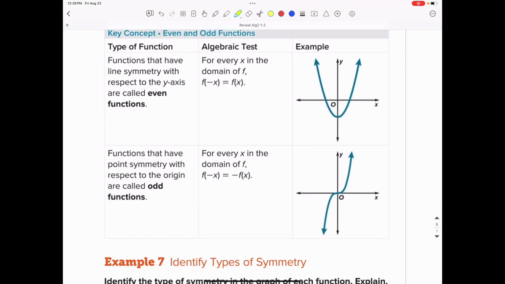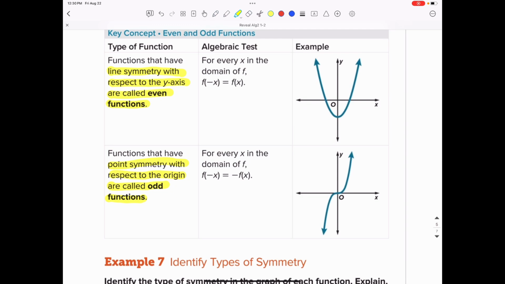An even function is a function that has symmetry with respect to the y-axis. In other words, it has a vertical line symmetry. And an odd function is another way to describe a function with origin symmetry. Even functions have vertical line symmetry, and odd functions have origin symmetry.